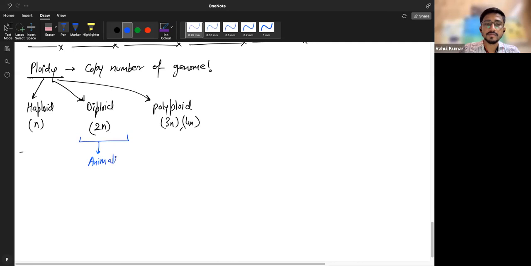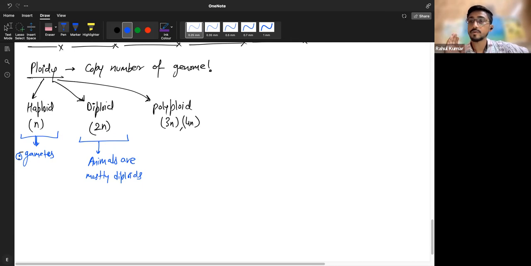Animal bodies are mostly diploids. Haploid are gametes. Our gametes are haploids. That's why a sperm is a haploid cell. Ovum is also haploid. So when sperm and ovum fuse together during fertilization, two haploids together give rise to a diploid zygote, from which our whole body is formed. Is it clear, everyone?